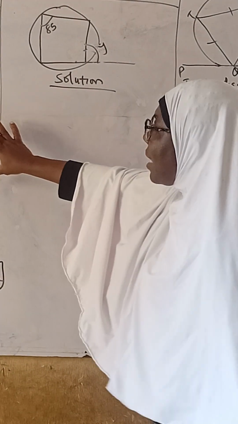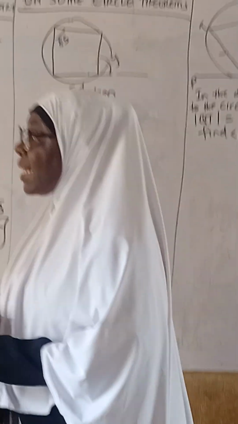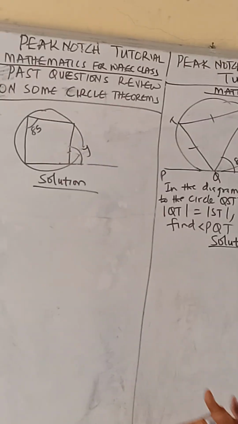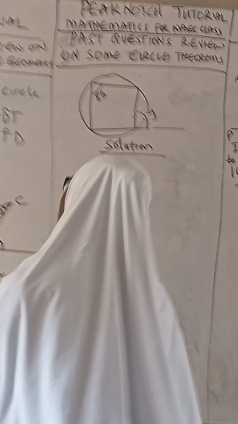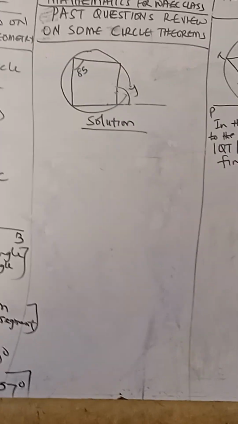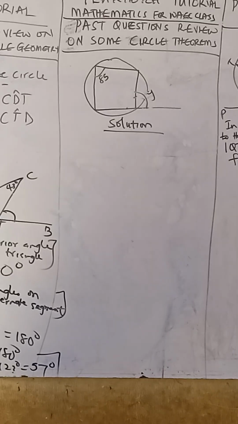So this one is taking care of the second theorem, which is angles on the alternate segment are equal. But let's go to the one that takes care of the exterior angle of a cyclic quadrilateral being equal to the interior opposite angle. Look at this question properly. And let me tell you one thing. Each time you see a question on circle geometry, check properly to be sure which theorem goes with it. Don't just adhere to the question.